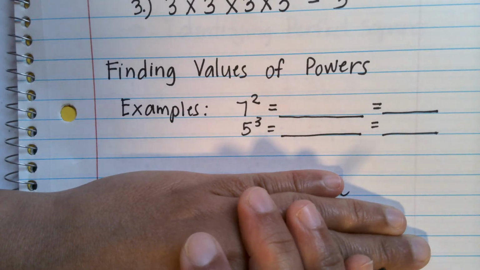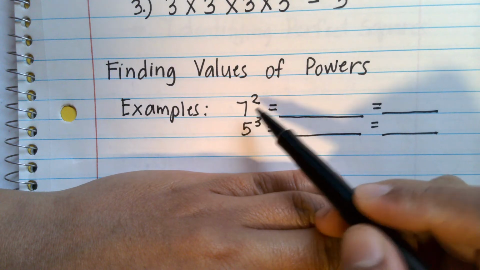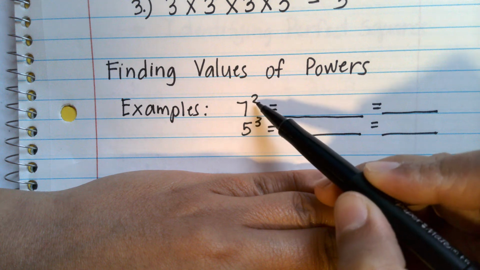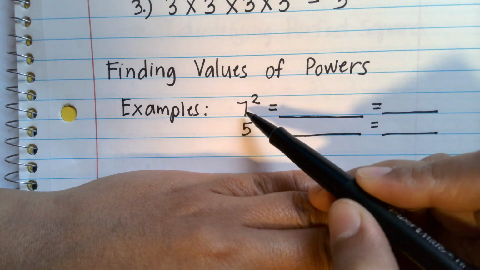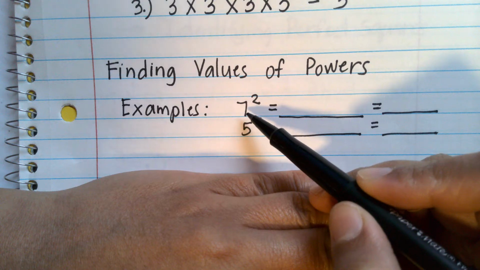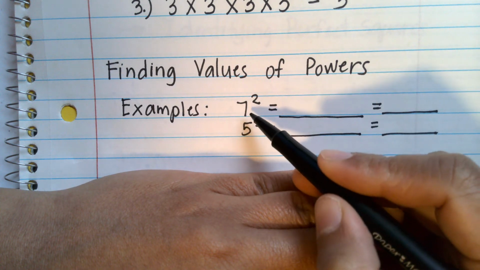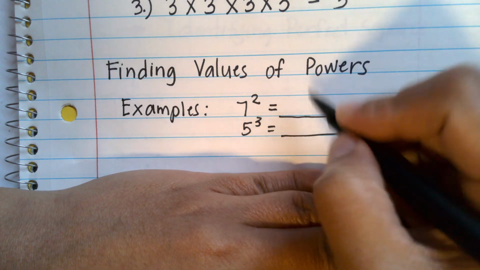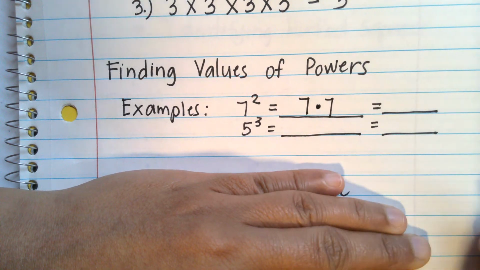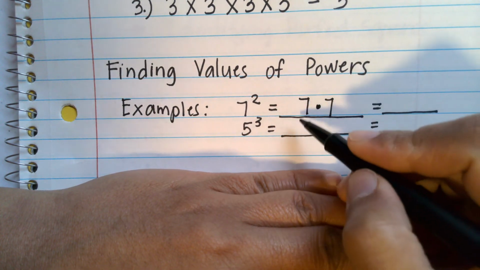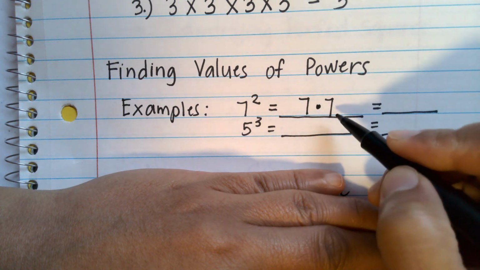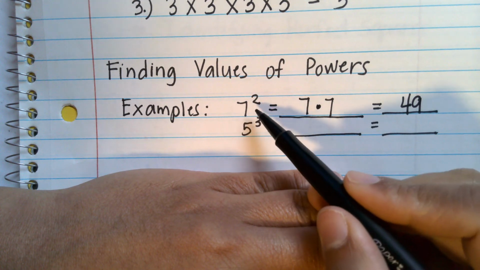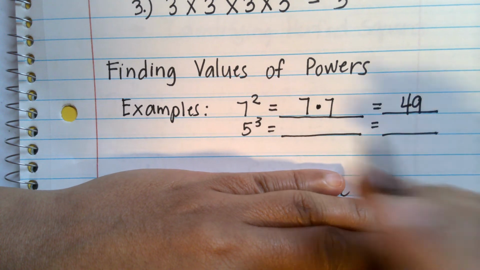Next, let's talk about finding values of powers. Let's say you have 7 squared. We know that the base is the repeated factor, and the exponent tells you how many times the base 7 is used as a repeated factor. So in this case, we know that 7 is repeated twice because the exponent is 2. So we have 7 times 7. And to find the value of that, simply multiply or find the product of 7 times 7, then you'll have 49. So the value of the power 7 squared is 49.